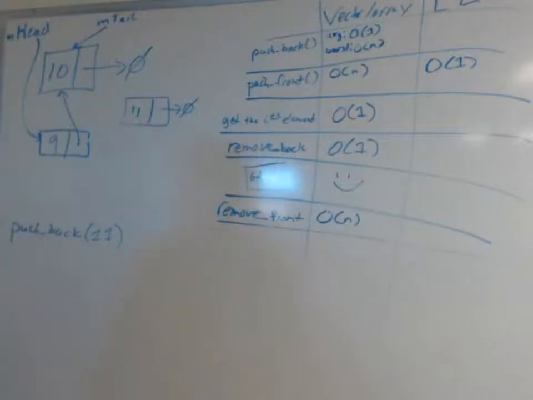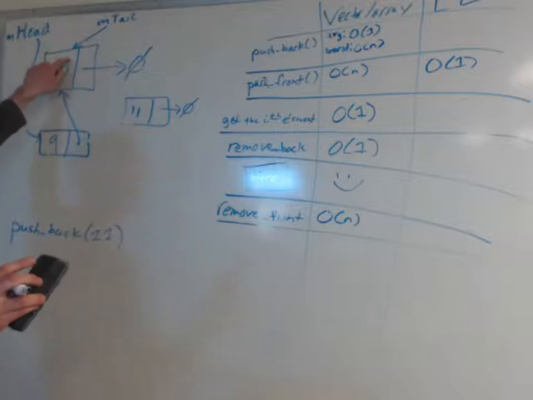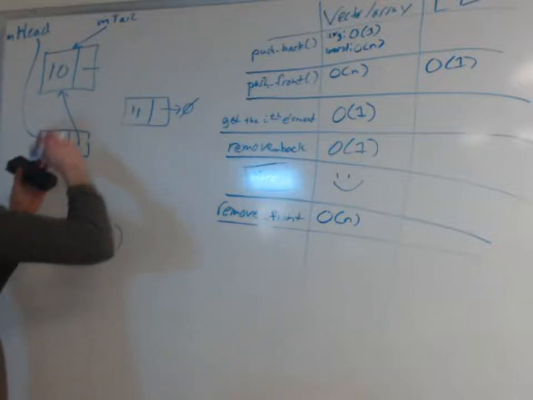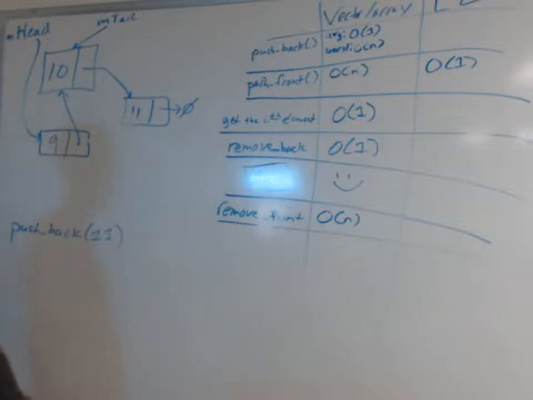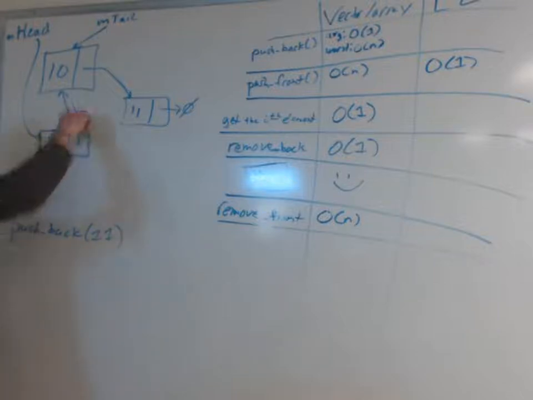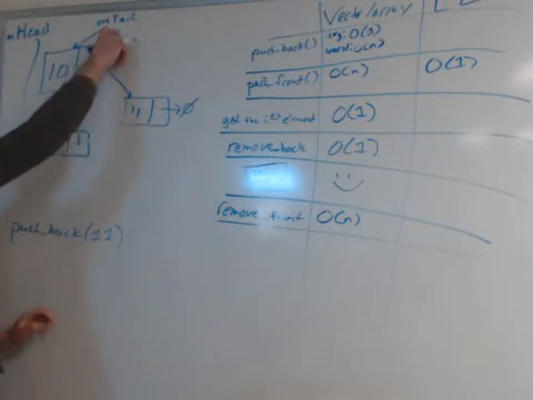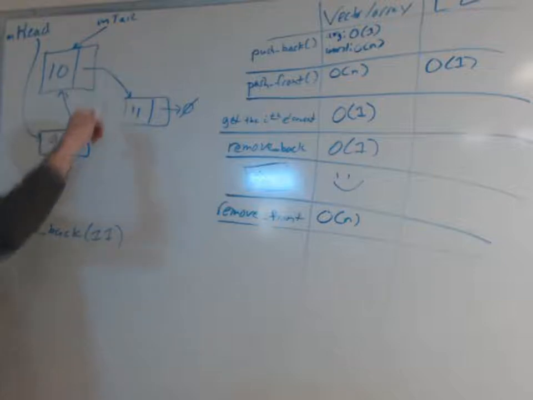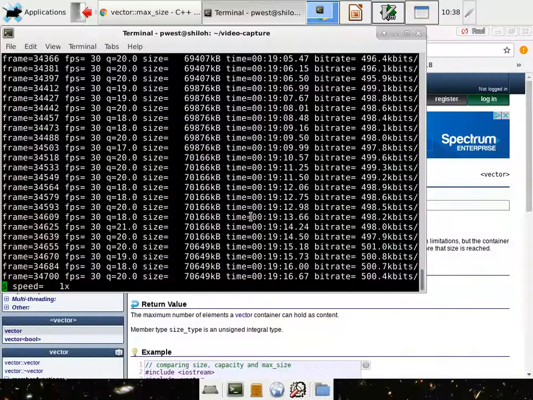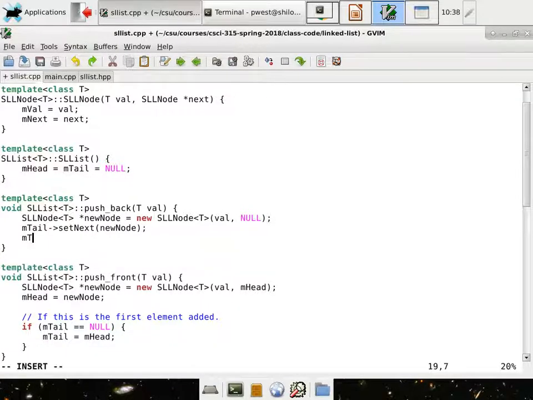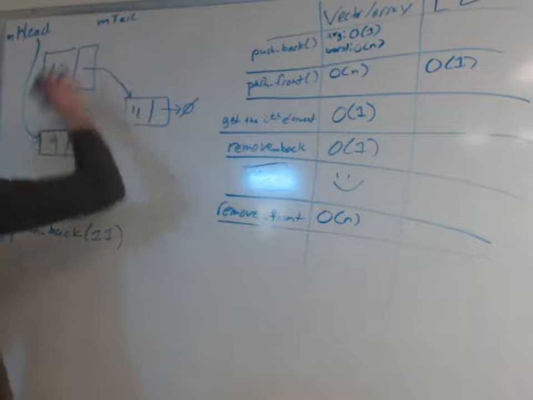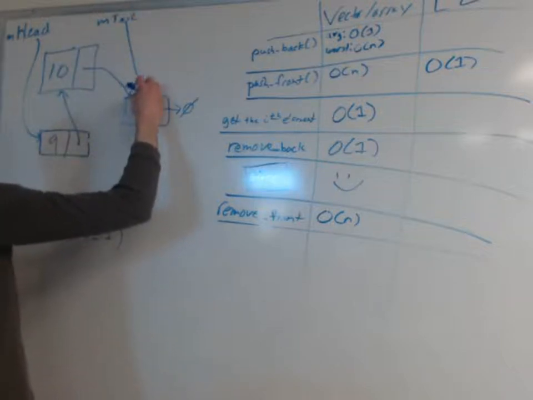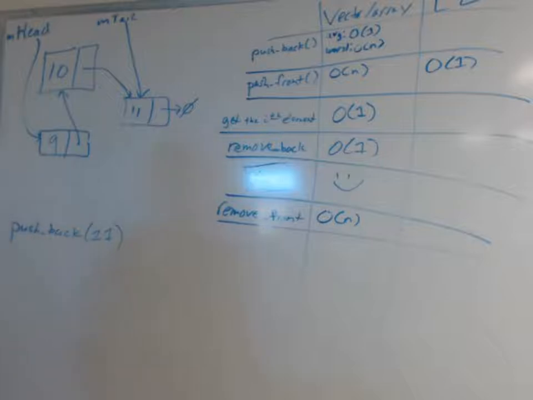mTail next equals new node. So I'm saying that mTail, what's currently at the end, is going to go to the 11. Okay, I misunderstood it then. Then we just need to set the tail pointing to that. So he's already pointing up right. The picture always helps. So now we just need to update mTail, right? mTail equals new node. All right. And that will make mTail point to this.